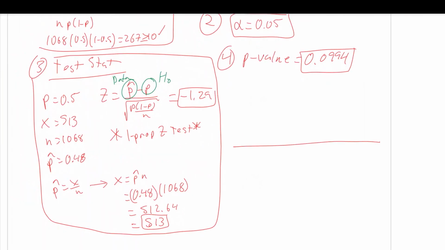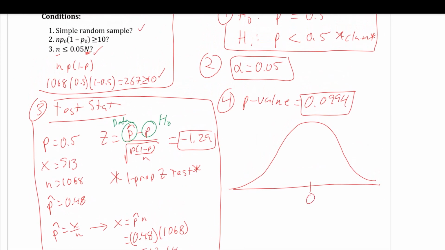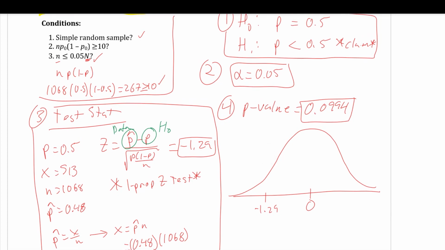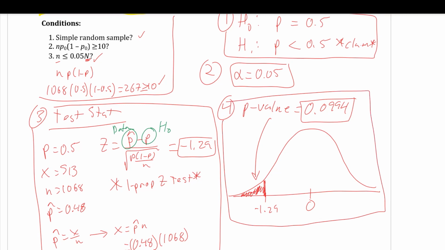Now we're going to draw that bell-shaped curve. 0 is at the center because it's a standard normal. We want to label the test statistic that we got in step 3 as negative 1.29. And we are shading in what direction? The alternative hypothesis says that p is less than 0.5, so we shade in that direction, less than. And what's the area of that shaded region? That is the p-value. So everything's labeled. We have the 0 labeled, the test statistic labeled, the correct direction shaded, the correct number of tails given, and the p-value labeled. There are a lot of things in step 4.